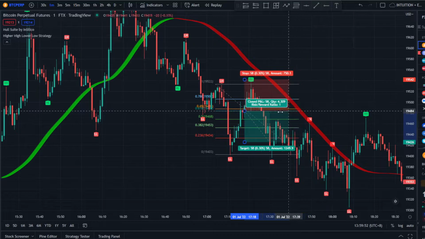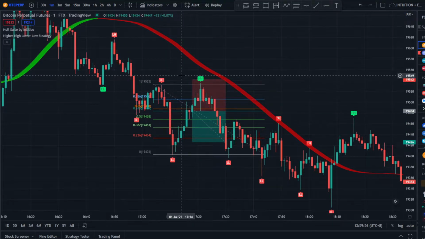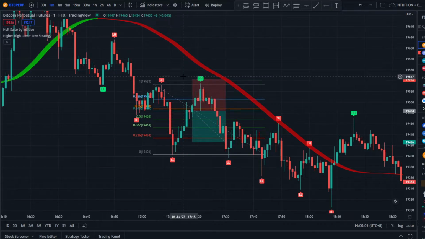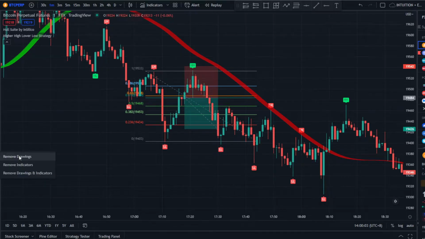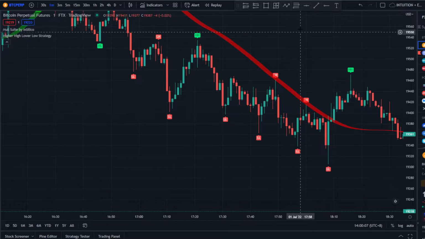In this case, we might get stopped out over here, but as long as you place your stop loss right above the lower high, you will be fine and you will not get stopped out. So that is a valid trade. Let's look for the next trade. We want to wait for our next lower high and lower low, which we have right here.